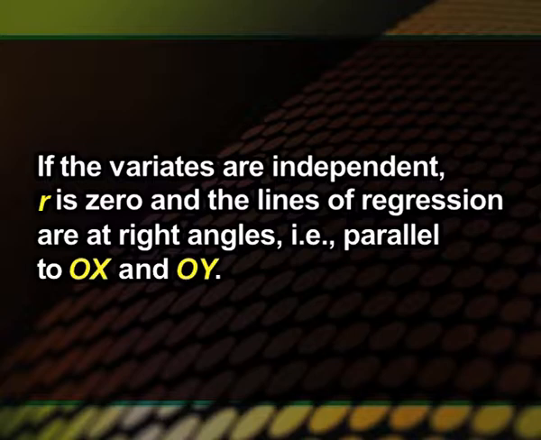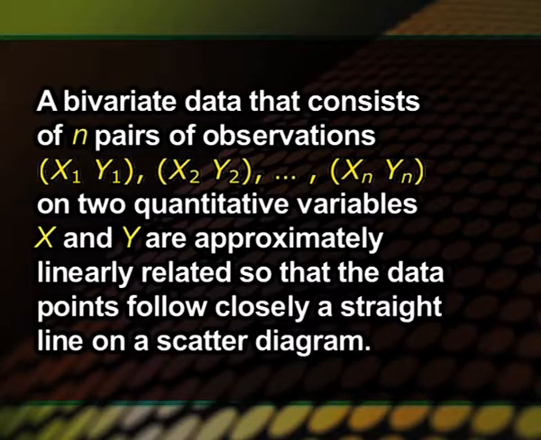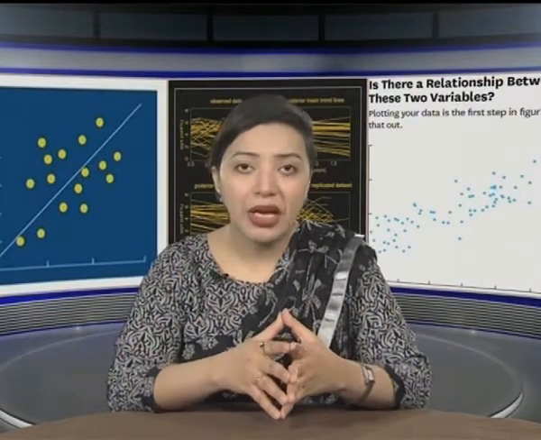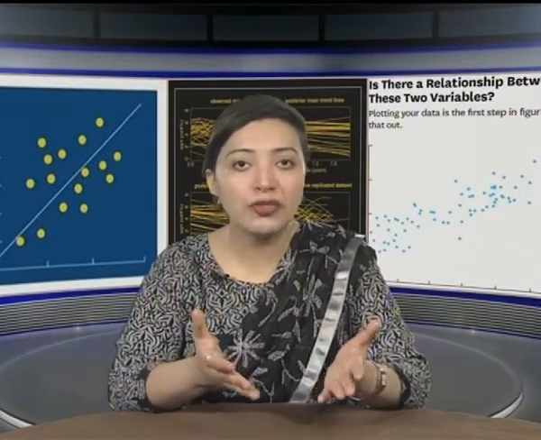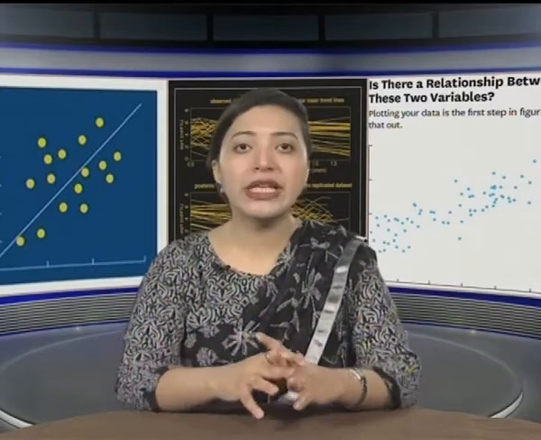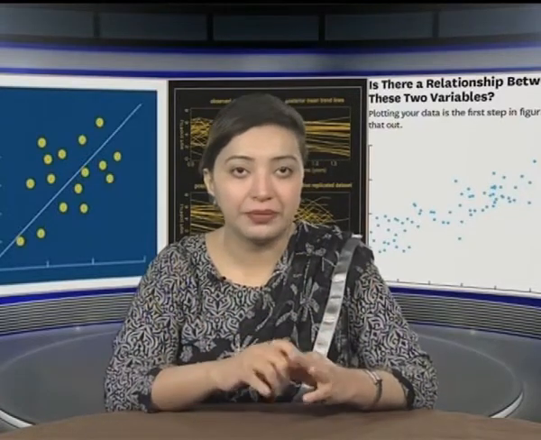To make such a prediction, suppose that we have bivariate data that consists of n pairs of observations. The pairs are (x1, y1), (x2, y2), (x3, y3), and so on up to (xn, yn), on two quantitative variables x and y that are approximately linearly related, so that the data points follow closely a straight line on a scatter diagram. On this basis, we may fit by eye a straight line that approximates the given data. This line can then be used to predict a value of y for a given value of x. Unfortunately, determining a line by eye is not very objective because so many lines exist for a given data, unless the correlation is equal to plus or minus 1.